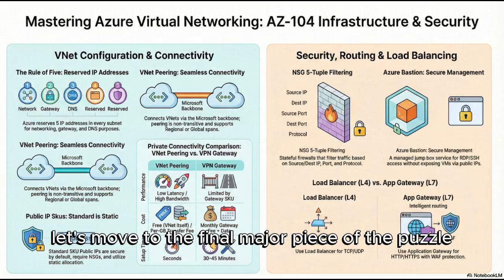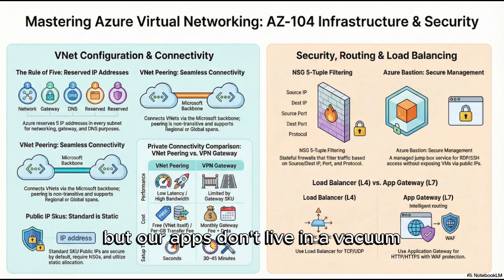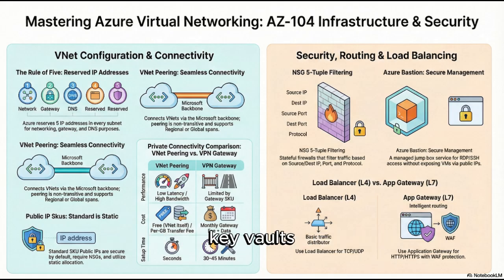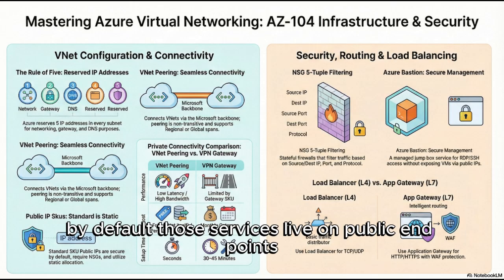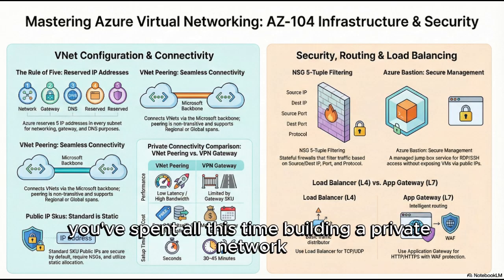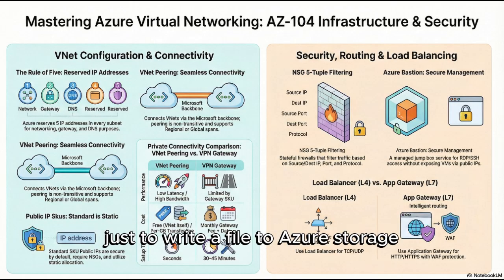All right, let's move to the final major piece of the puzzle. We've secured the VNet, but our apps don't live in a vacuum. They need to talk to Azure services: storage accounts, SQL databases, key vaults. By default, those services live on public endpoints, right? They do. And that feels wrong when you've spent all this time building a private network. Why should your private VM go out to the public internet just to write a file to Azure Storage?